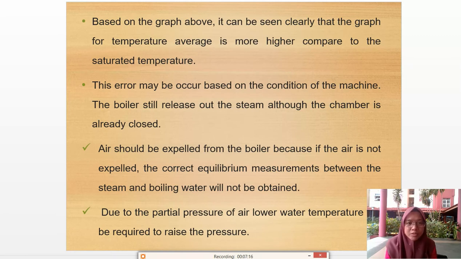Okay, my name is Nur Zalaika. Based on the graph above, we can clearly see that the graph for average temperature is higher compared to saturated temperature. This experimental error may occur based on the condition of the machine. The boiler still releases steam although the chamber is already closed. Air should be expelled from the boiler, because if the air is not expelled, the correct equilibrium measurement between the steam and boiling water will not be obtained. Due to the partial pressure of air, a lower water temperature will be required to raise the pressure.